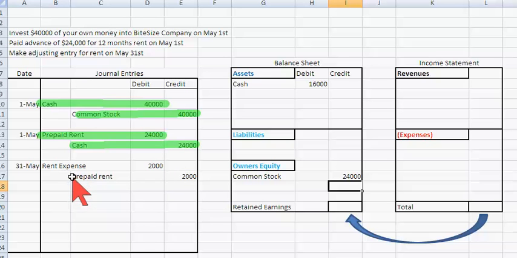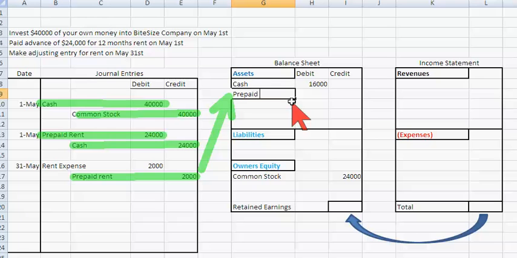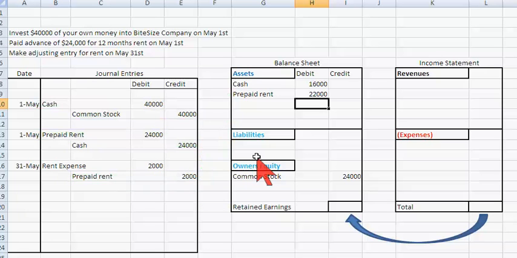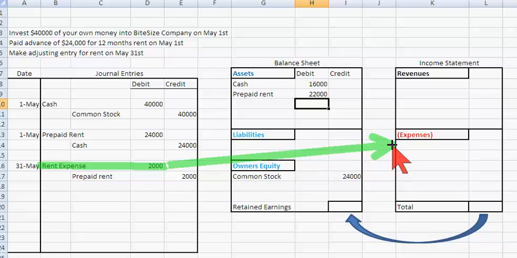Next, we have an asset, prepaid rent, $24,000. However, we subtracted $2,000 at the end of the month for 1 month's rent. So this becomes an asset and it goes here for a total of, sorry, $22,000, which is $24,000 minus $2,000. Last, we have rent expense, which is an expense account, and the $2,000 is for the rent that we used for being in the building.